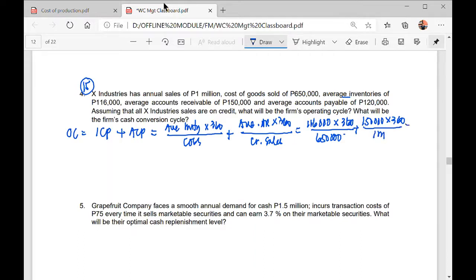Kato na ang automatic nga final answer. Can you round off to 2 decimal points? Ang final answer. Okay, so the first one is 64.25. How about the average collection period?